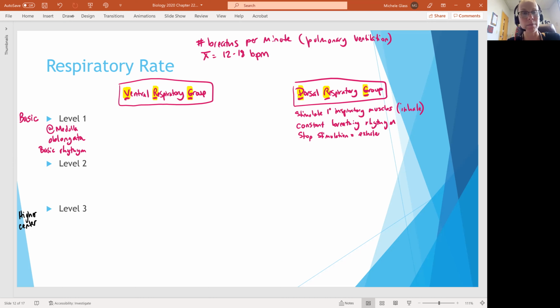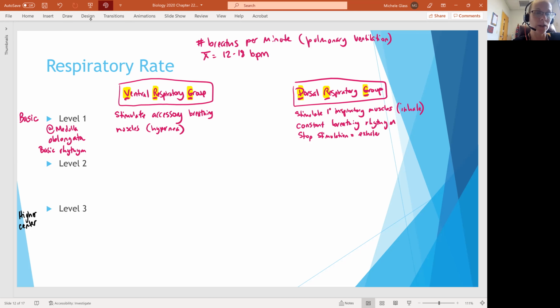Now, sometimes we need to move more air. If we're exercising, we might need to move more air. So the VRG can stimulate those accessory breathing muscles. That's your forced breathing or your hyperpnea. So when you need it, you can turn on those muscles.